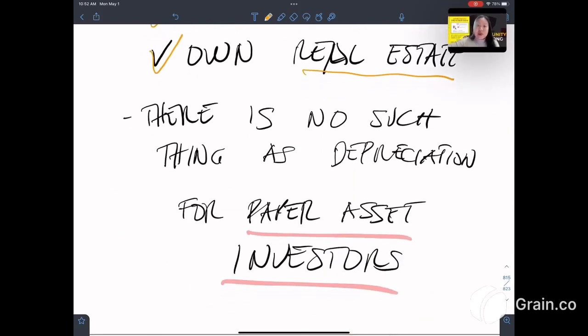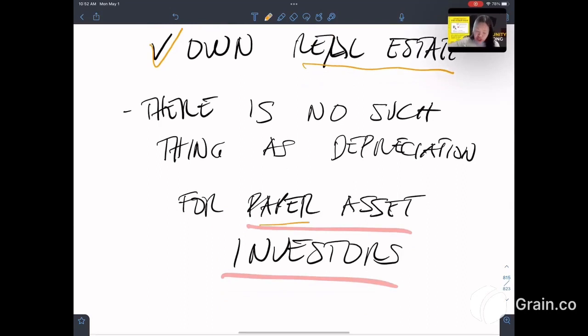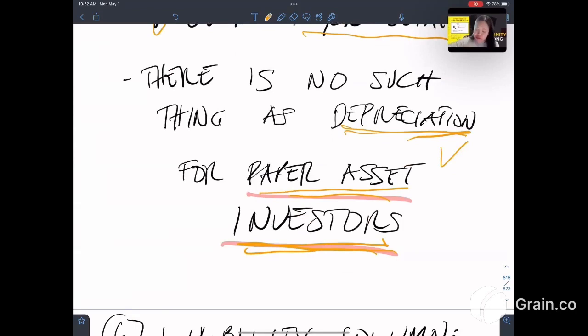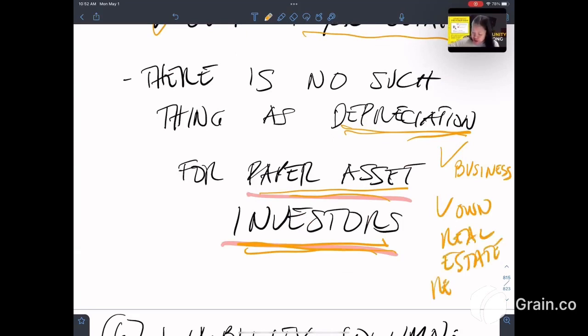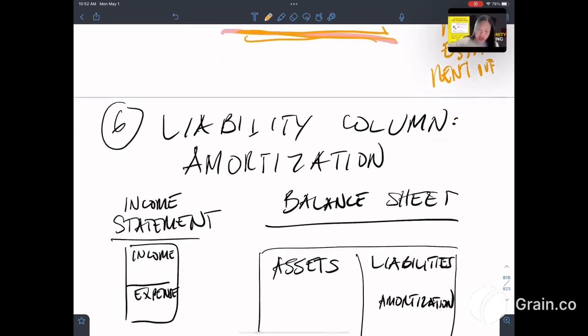So there is no such thing as depreciation for paper asset investors. And there's no such thing as depreciation if you're an employee. There's such a thing as depreciation, again, if you have a business and you own real estate which you rent out. It has to be a business. It cannot be a hobby.